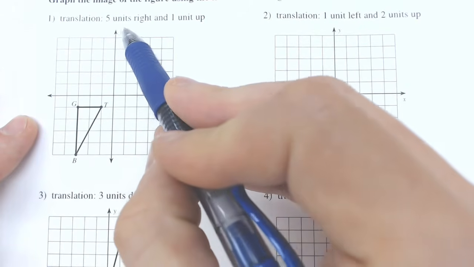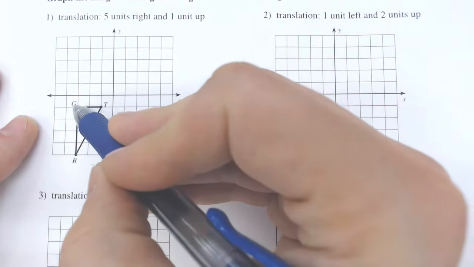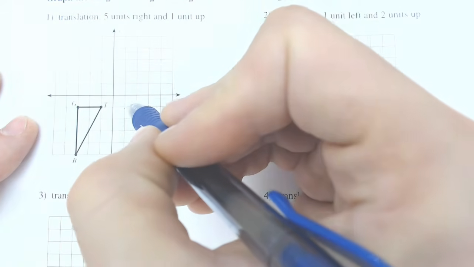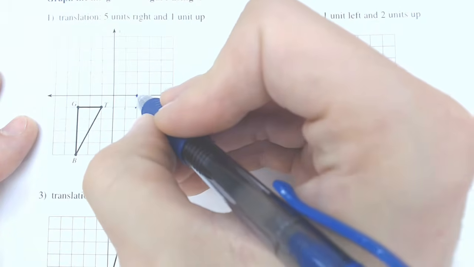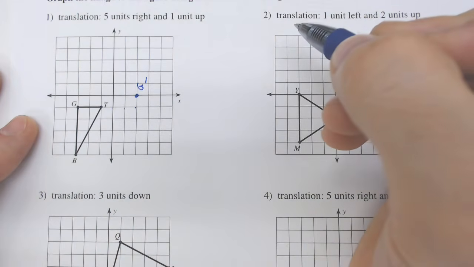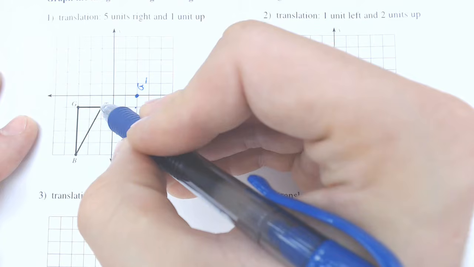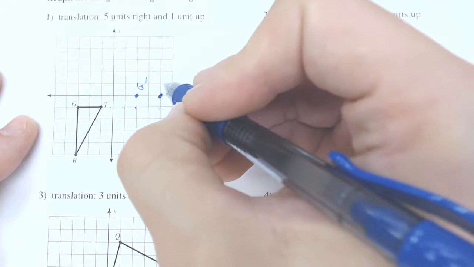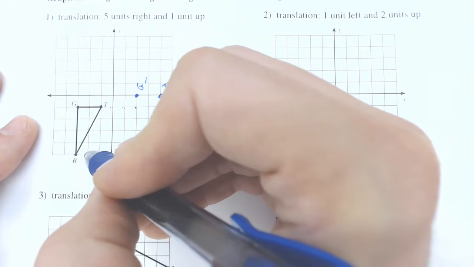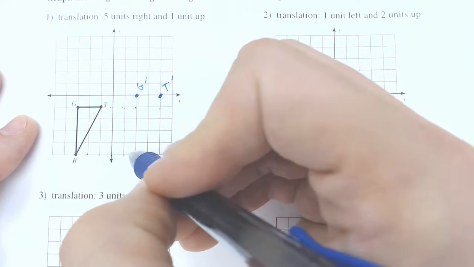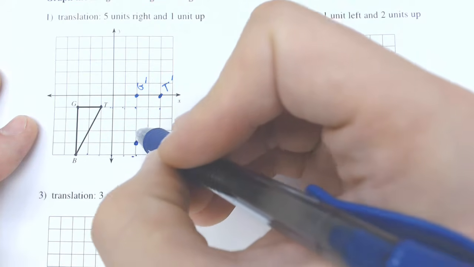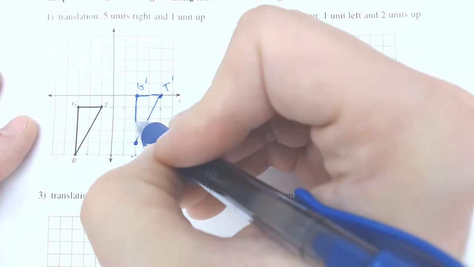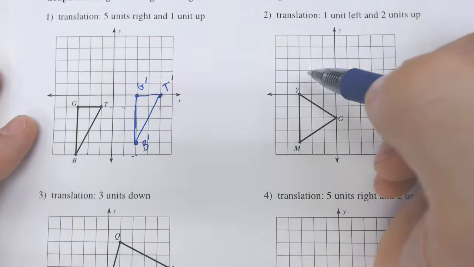So it says 5 units to the right and 1 unit up, so you just take all of these points and you're going to move them 5 units to the right, 1, 2, 3, 4, 5, and 1 unit up. And then you label it G prime. T, we got to go 5 units to the right, 1, 2, 3, 4, 5, and 1 unit up. T prime. B, 5 units to the right, 1, 2, 3, 4, 5, and 1 unit up. And if you have done it correctly, the shape that you make should be identical in every way, it's just moved to the right and up by 1.